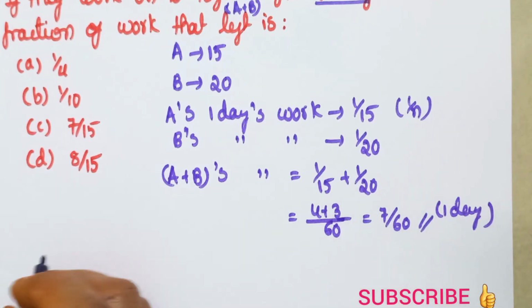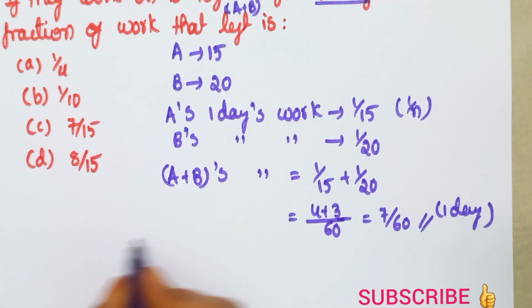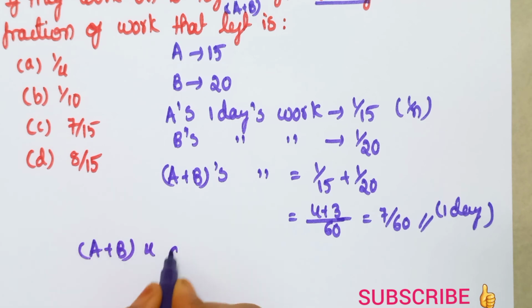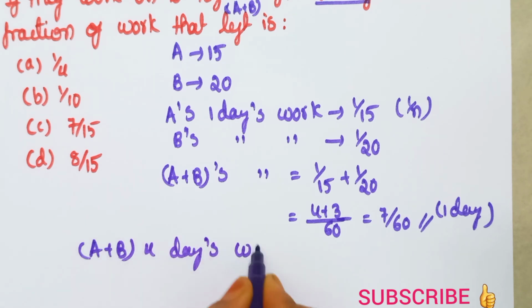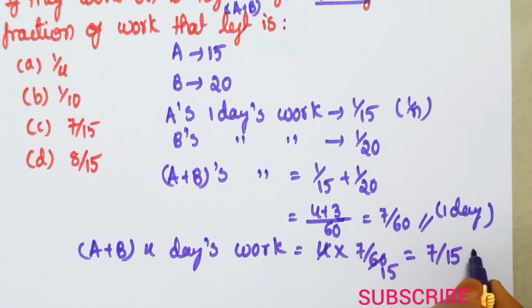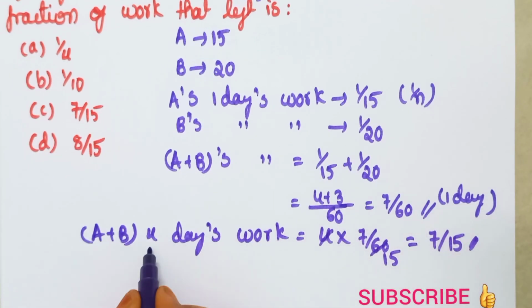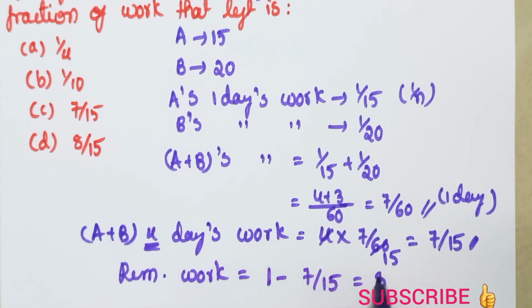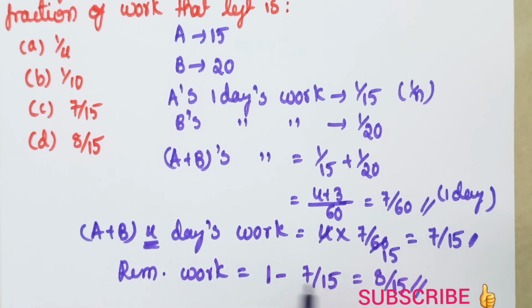So the leftover work we have to find. But they worked for 4 days. So A plus B's 4 days work means what? 4 days work is equal to 4 into this 1 day's work, 7 by 60. So that could be 7 by 15. This is the amount of work they have done in 4 days. So the remaining work would be 1 minus 7 by 15, because the total work is considered as 1. That is 8 by 15, the leftover work.